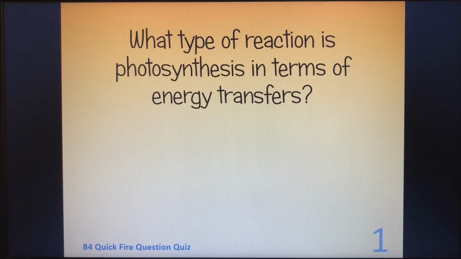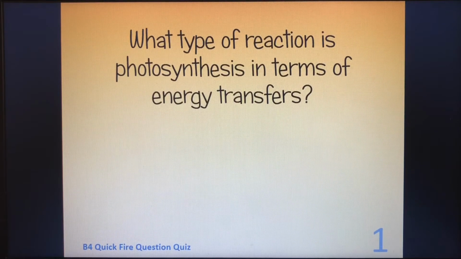So question 1, what type of reaction is photosynthesis in terms of energy transfers? So this is a chemistry word or a word you would normally associate with chemistry, but it's a word that describes the type of reaction that photosynthesis is in terms of energy transfers. Rack your brains.